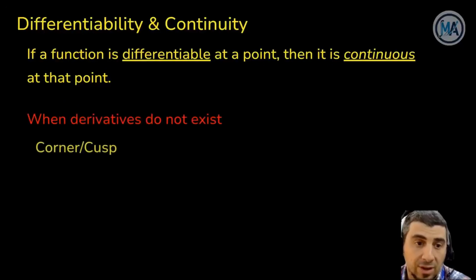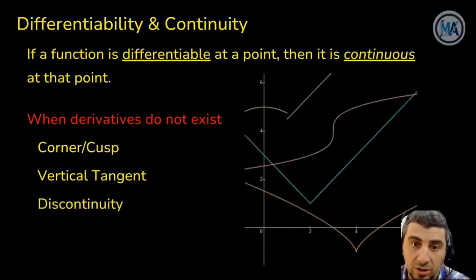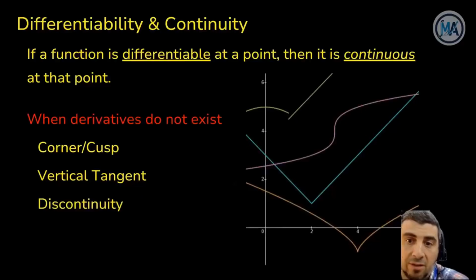If a function is differentiable at a point, then it's also going to be continuous at that point. When a derivative does not exist, the graph could look like a corner or a cusp, a vertical tangent, or a discontinuity. So here in the green graph, we have a discontinuity. Down from that, the purple one, you have a vertical tangent. And then the last two graphs are a corner or a cusp.